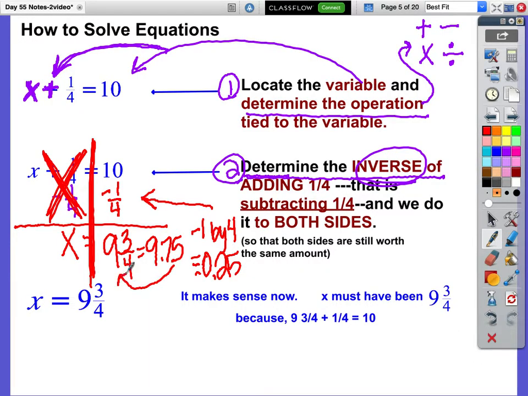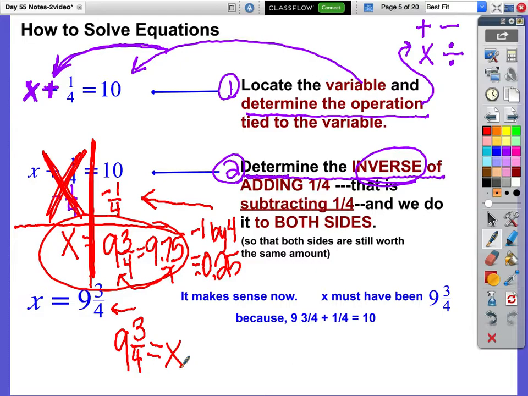These two things are equivalent to each other, so this is our answer. We also made a point of saying that x equals 9 3/4 is our answer, but we could also write it as 9 3/4 equals x, because the number and the variable are swapped, but they still have the same value. That's our commutative property, and as long as you haven't dropped your equal sign, you're fine.